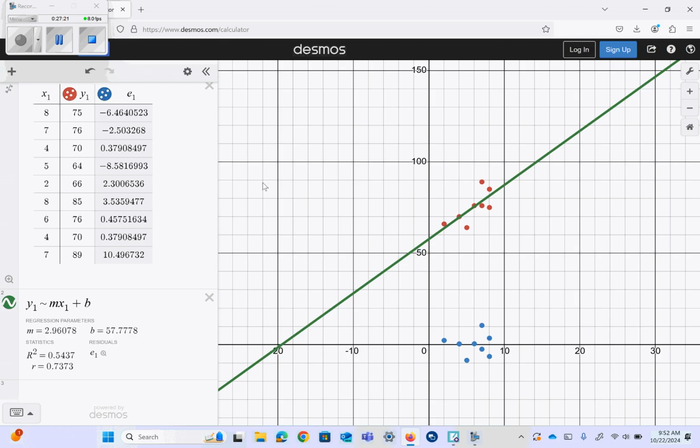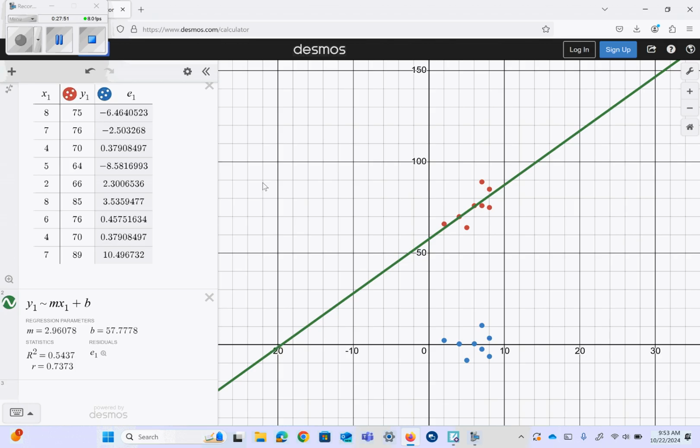Now, I want to make sure you understand what those blue dots mean in reference to our red dots. Those blue dots, you see all of these, we have our data points and we have negative 6.46. This means at the point 8, this has a negative distance right there. It's underneath. That vertical distance is a way of looking at, do I have a pattern taking place with this?